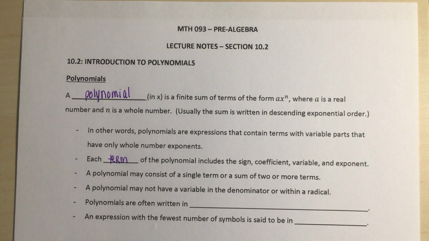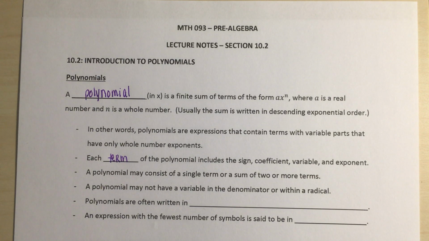A polynomial can consist of one single term or the sum of two or more terms. So polynomials can come in different sizes. A polynomial may not have a variable in the denominator or within a radical, being a square root sign. So we're not allowed to have variables in denominators or any variables inside square root signs here.